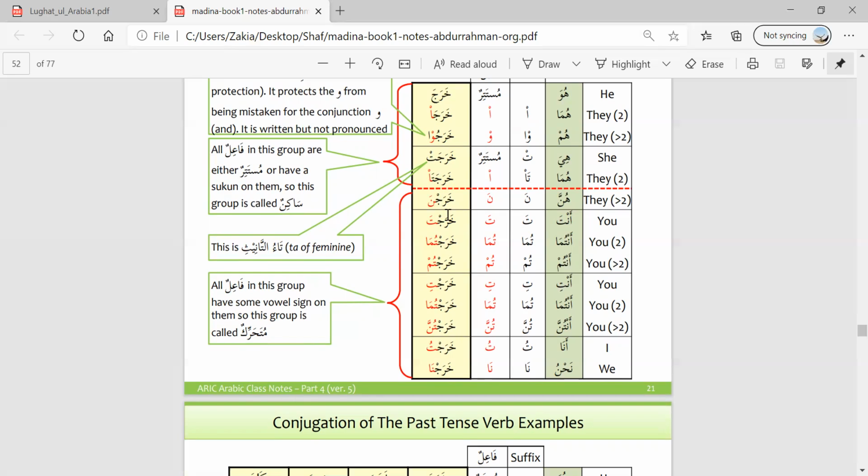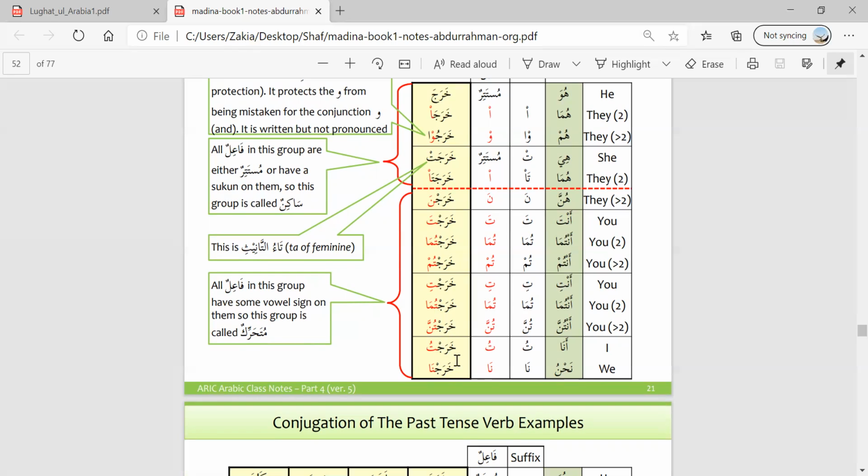Kharajna means they all went, the females. This is jama. Kharajta means that you went out, masculine. Kharajtuma means you two went out. Kharajtum means you all went out. Kharajti means you went out, female. Kharajtuma means you two went out, feminine. Kharajtunna means, you all went out, feminine. So it's talking to those who are present. We said this in mukhatab.